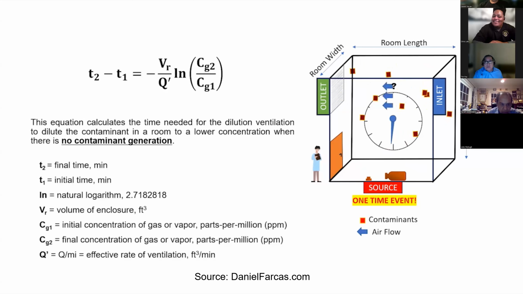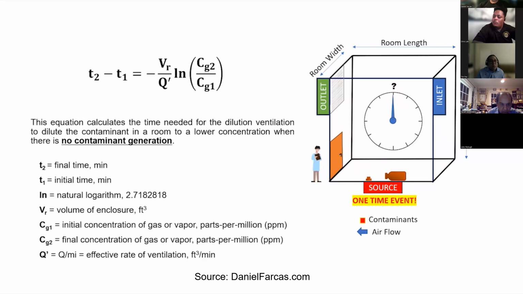To calculate the time needed for the dilution ventilation to dilute the contaminant in the room, we need to know the following values. The difference between the final time and the initial time will be in minutes, and this will tell how much the scientist needs to wait until the room is safe for re-entry.